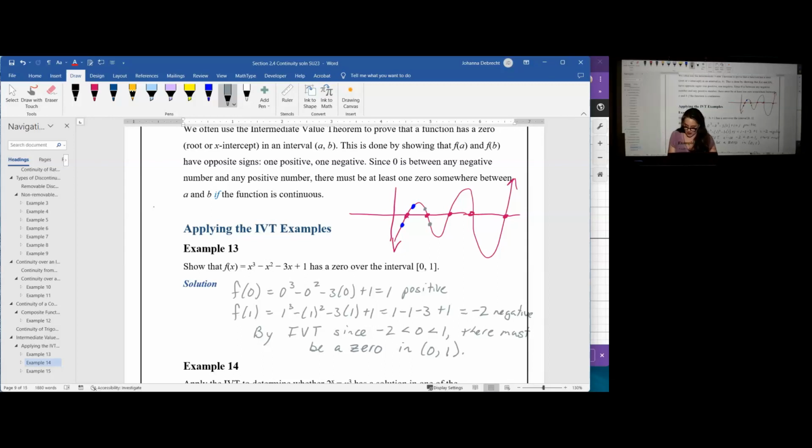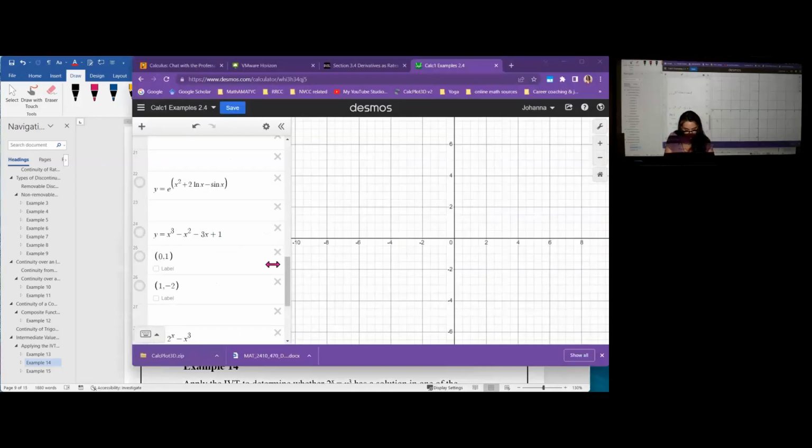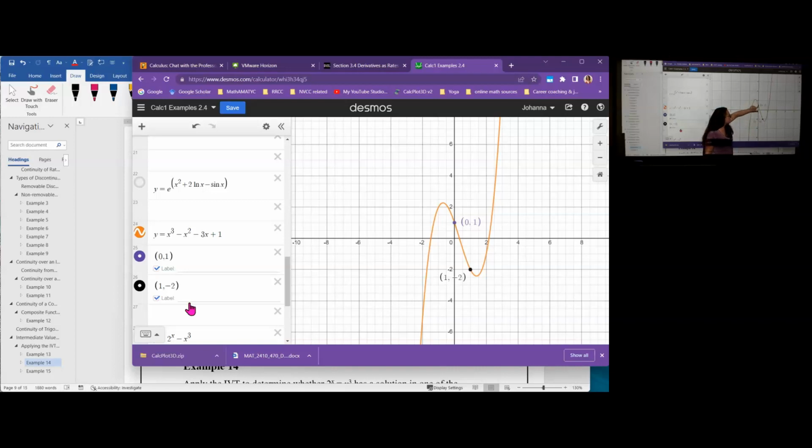Let's take a look at the graph to verify our conclusion. When we look at the graph, I've put in all the points so that we can see them. You can see the value at 0 is 1 and the value at 1 is -2. It's a continuous function, so you have to be able to draw from the purple dot to the black dot without picking up your finger, which means you have to cross the x-axis at least one time. And we did indeed do that.